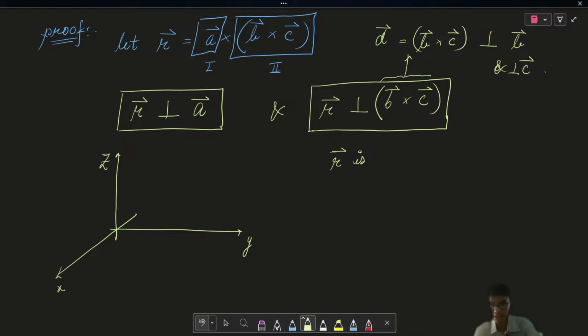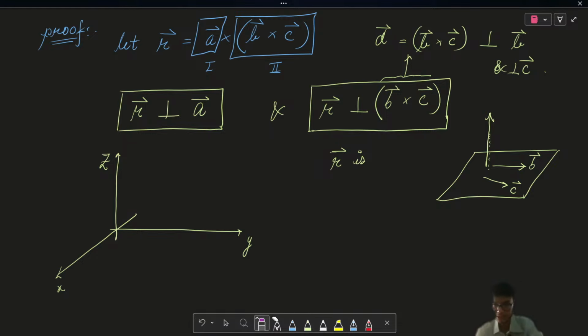Now please try to imagine this situation in three dimensions. If I have a plane something like this, with b vector over here and c vector over here, then when I perform the cross product, I obtain a vector which is out of plane. This is my b cross c vector, which is out of plane and perpendicular to both these vectors, right?